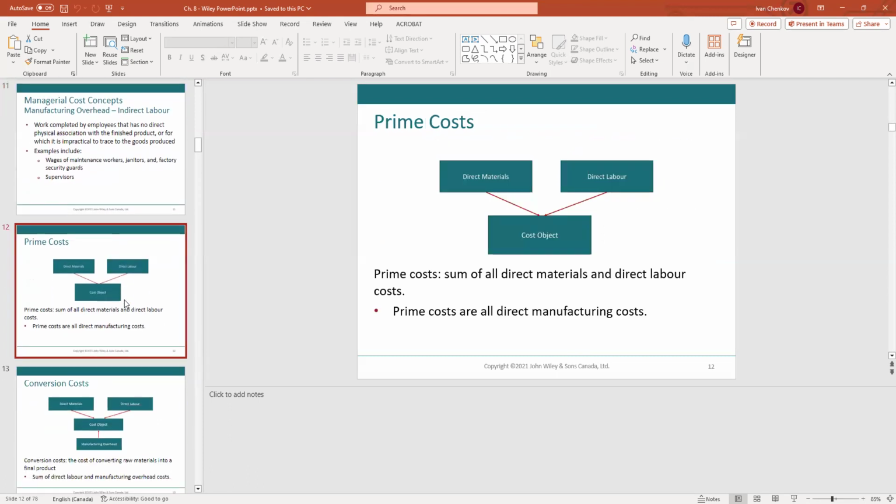So since we have this classification of direct material, direct labor, and manufacturing overhead, we're going to start doing some classifications. First classification: we're going to get the direct material and direct labor. We're going to call those prime cost. Why? Because they come first. Prime means first. So once we get the direct material plus direct labor, that's going to give us the prime cost.